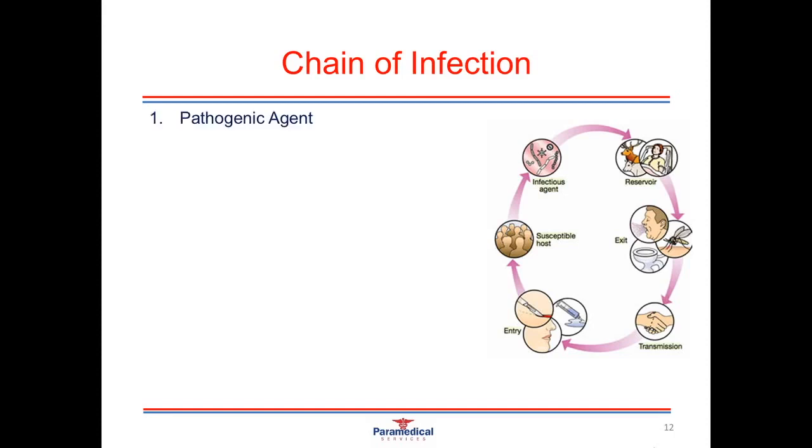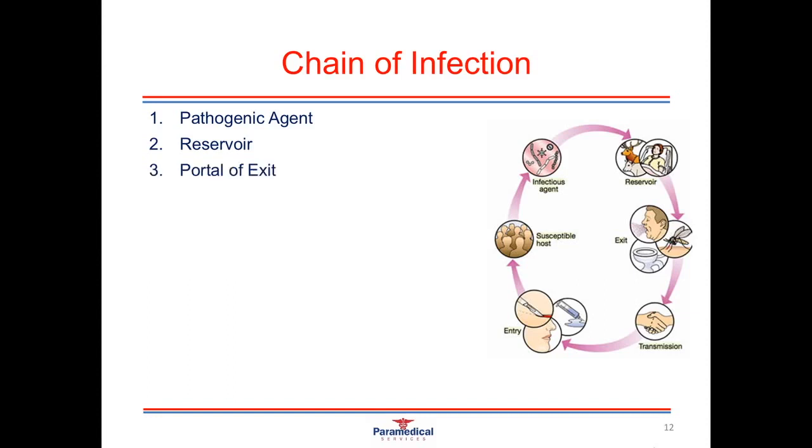The first is the pathogenic agent. Examples of this are a bacteria, virus, fungi, or parasite. So this needs to be present in order for an infection to take place. The next is the reservoir. This reservoir source is where the infectious agent can normally live and multiply. Examples of this can be a human, animal, insect, the soil, or any kind of contaminated food or water source.